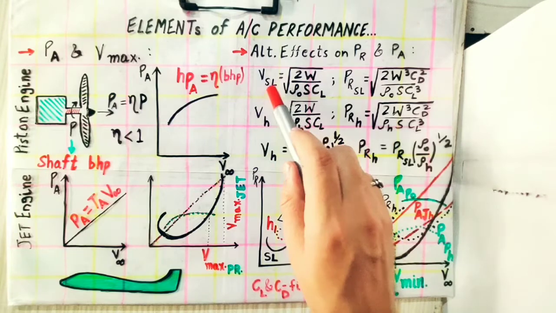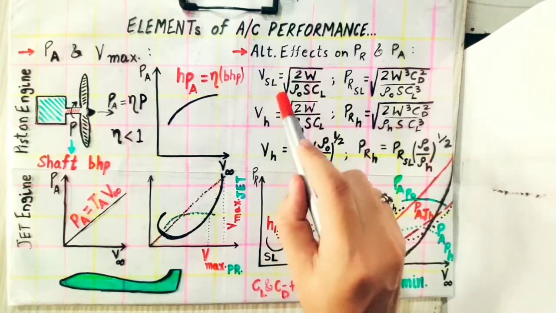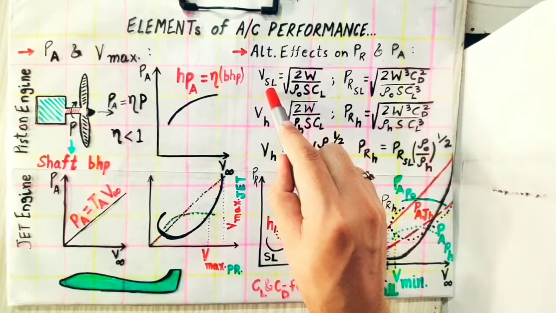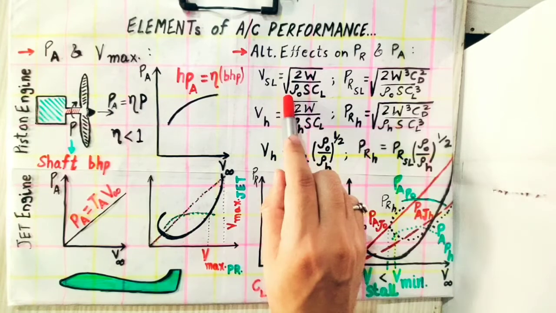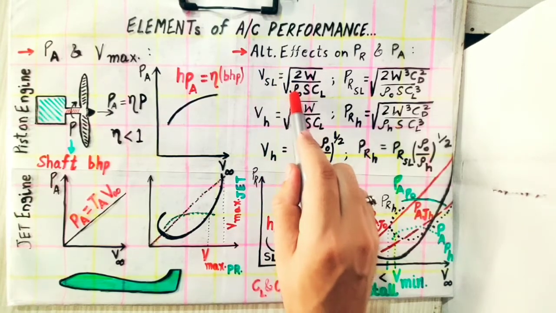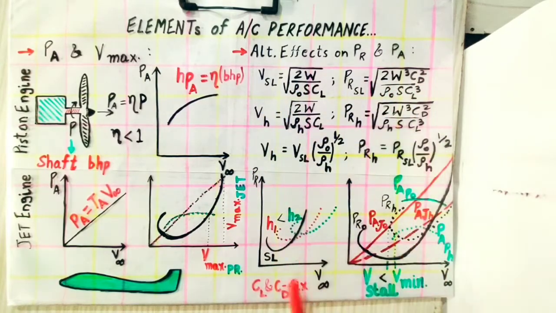We know that velocity is equal to the square root of 2W by rho S CL, and we have derived this from lift equals weight. Velocity at sea level is given by this formula with density at sea level, which is rho naught. We can also represent this as v naught. So rho naught here is the density at sea level. We are seeing all these formulas, or variations, keeping CL and CD of an aircraft fixed.